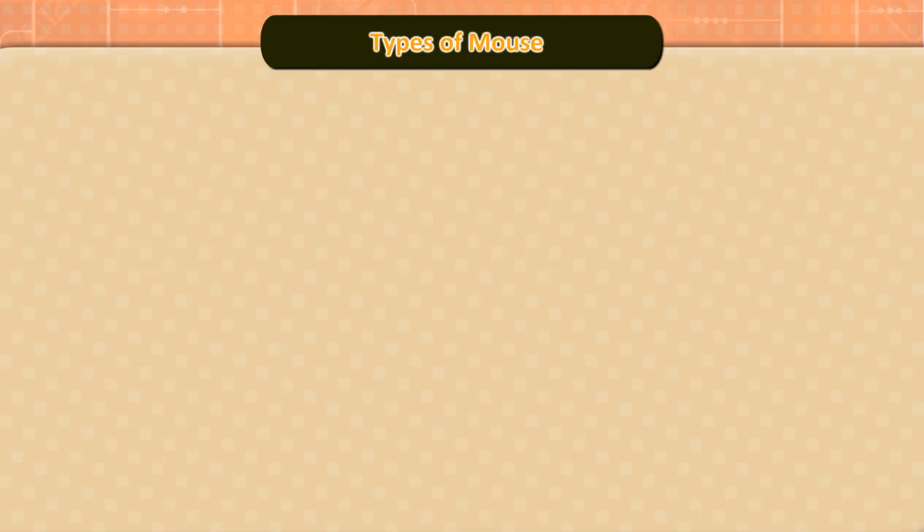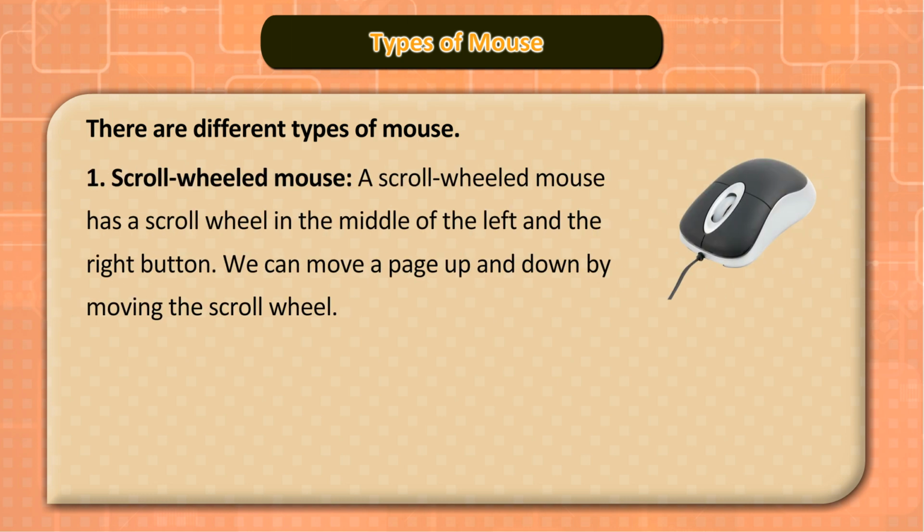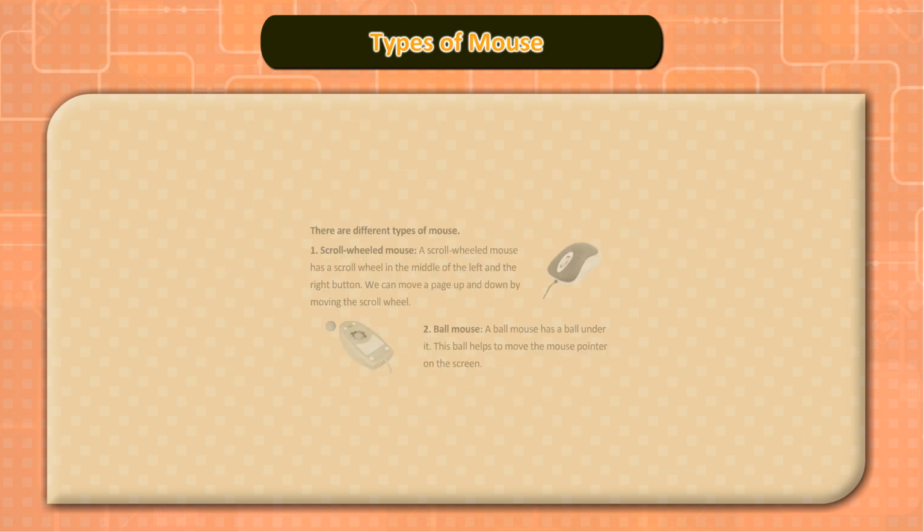Types of mouse. There are different types of mouse. 1. Scroll-wheeled mouse. A scroll-wheeled mouse has a scroll wheel in the middle of the left and the right button. We can move a page up and down by moving the scroll wheel. 2. Ball mouse. A ball mouse has a ball under it. This ball helps to move the mouse pointer on the screen.